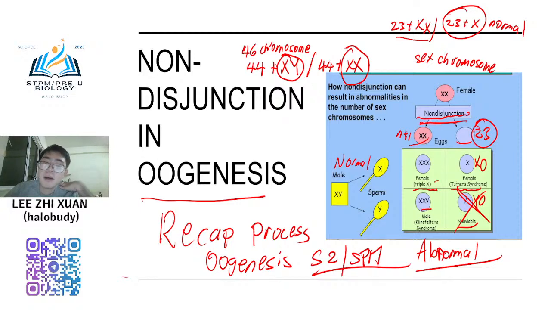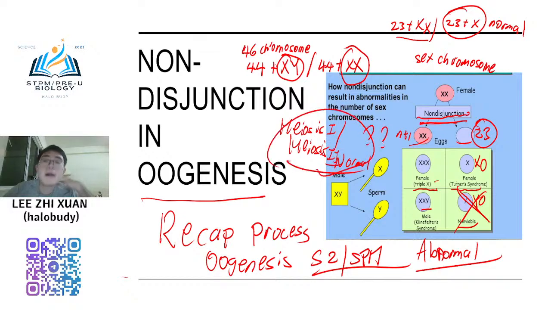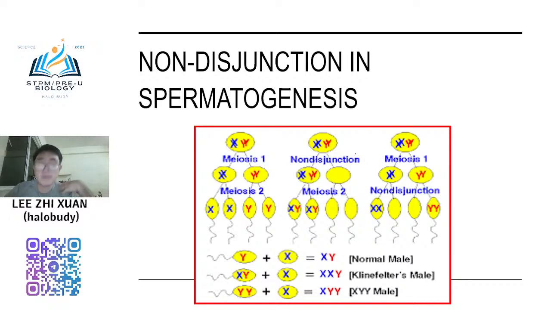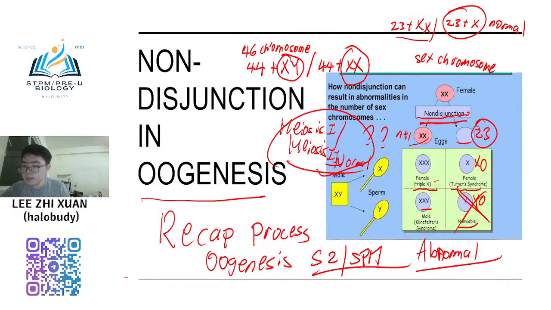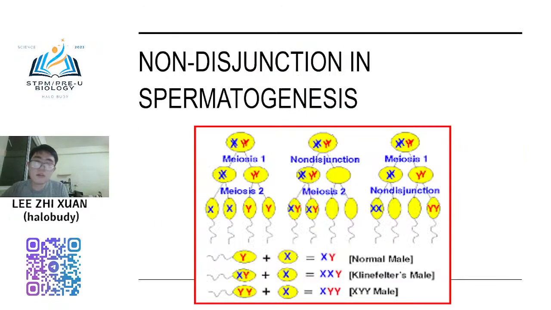Why does the female not separate into meiosis 1 and meiosis 2 like this, but the male does? So I give you the answer: if you have a question, find it yourself. Okay, so for the male, in spermatogenesis, non-disjunction can occur in either meiosis 1 or meiosis 2.